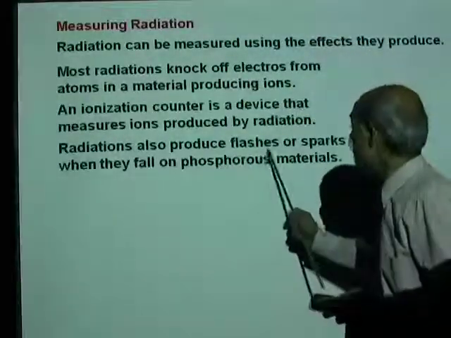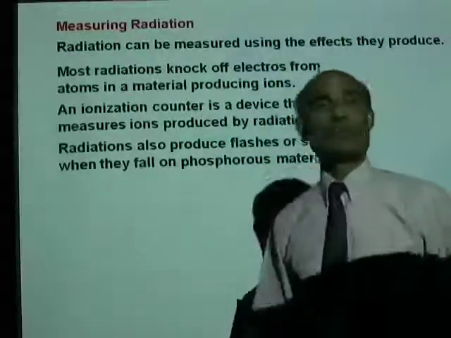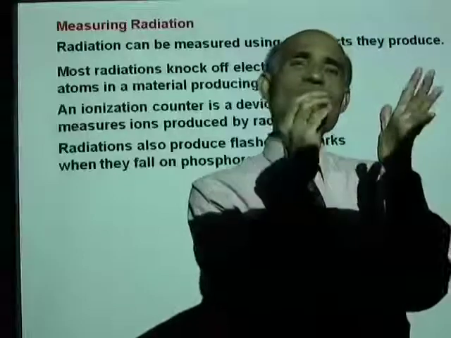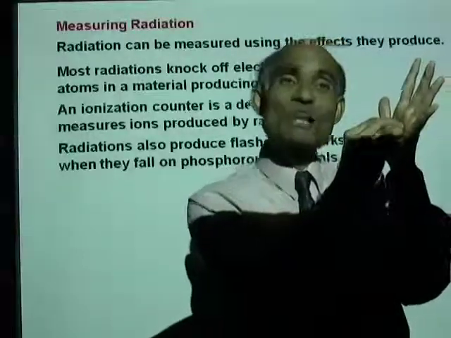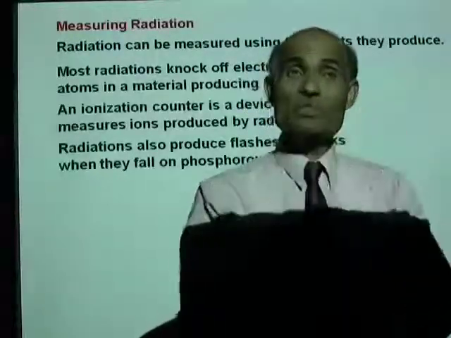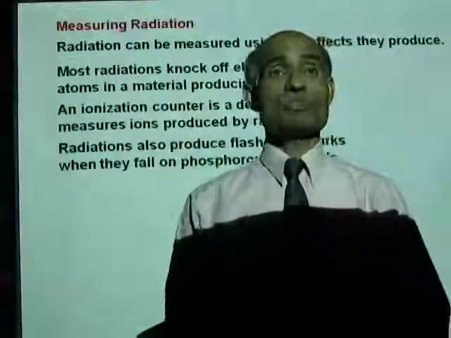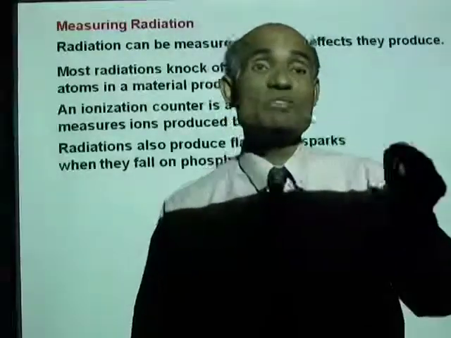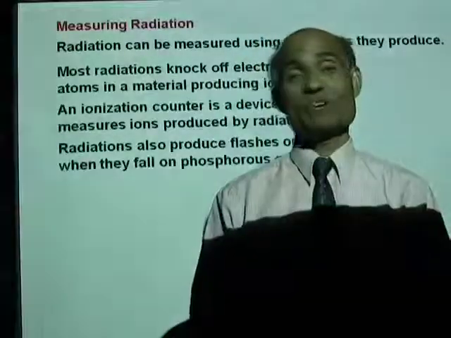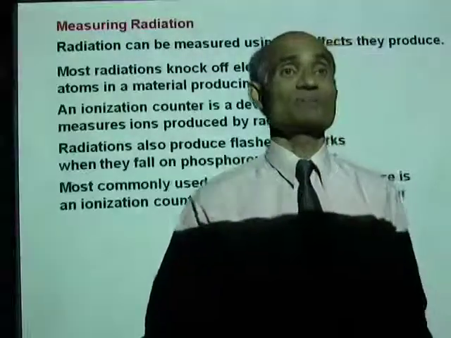Radiations also produce flashes or sparks when they fall on phosphorus materials, or fluorescence or phosphorescence. Some radiations, when they fall on certain materials, will result in the emission of light. That is phosphorescence or fluorescence. That property can also be used to detect these radiations. So there are two main properties that we use in detecting and measuring radiations. One is the ionizing ability of these radiations. The second is the fluorescent properties of these materials.